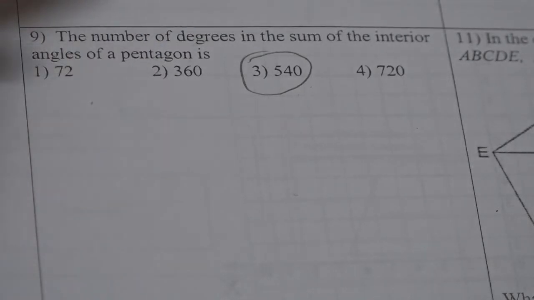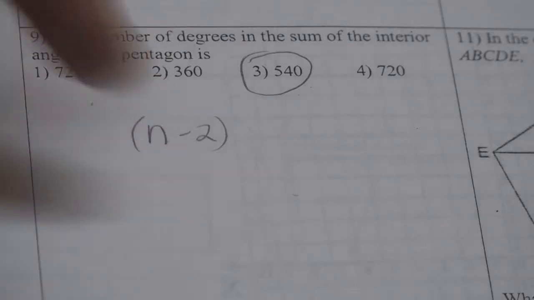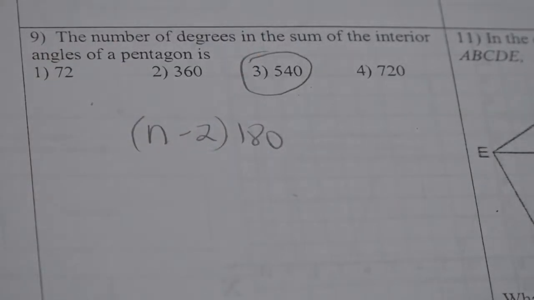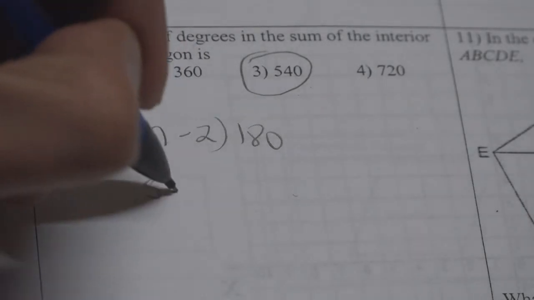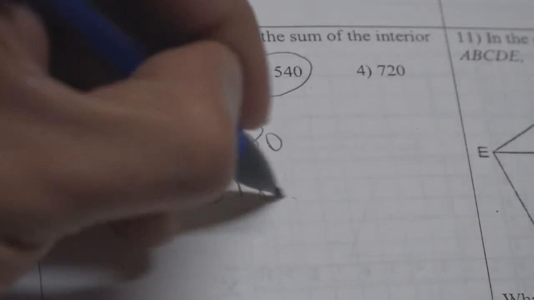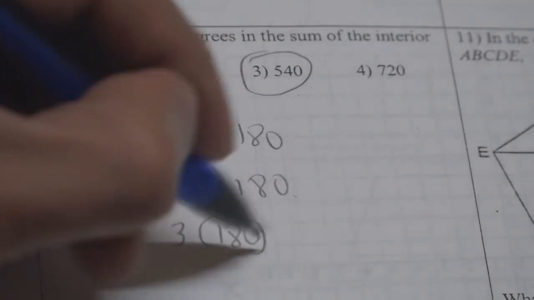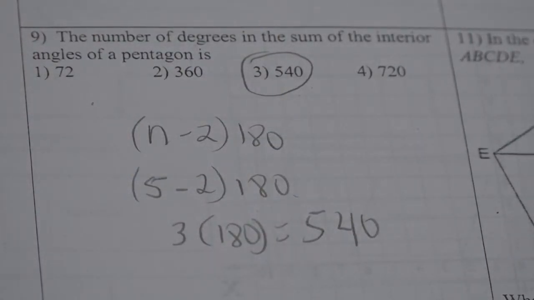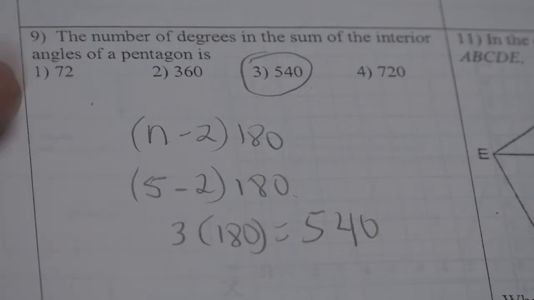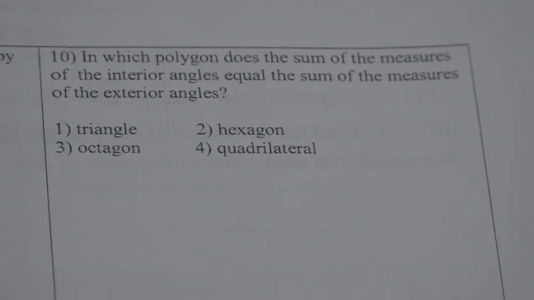So we use the formula for the sum of the interior angles, which is n minus 2, which gives you the number of triangles, and then times 180. We know that it's a pentagon, so it has 5 sides. 5 minus 2. This is boring now. So we got 3 times 180, and that gives you 540 degrees. You understand this? This is showing work, whether it's multiple choice or not. All right then, next problem.